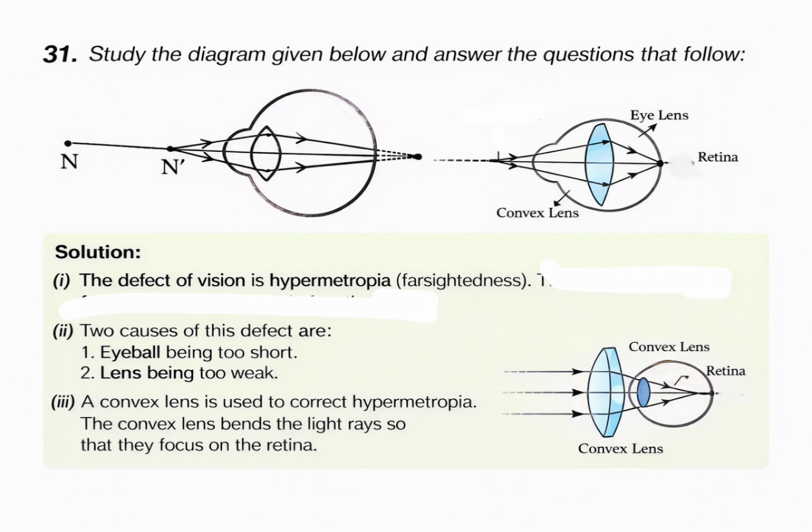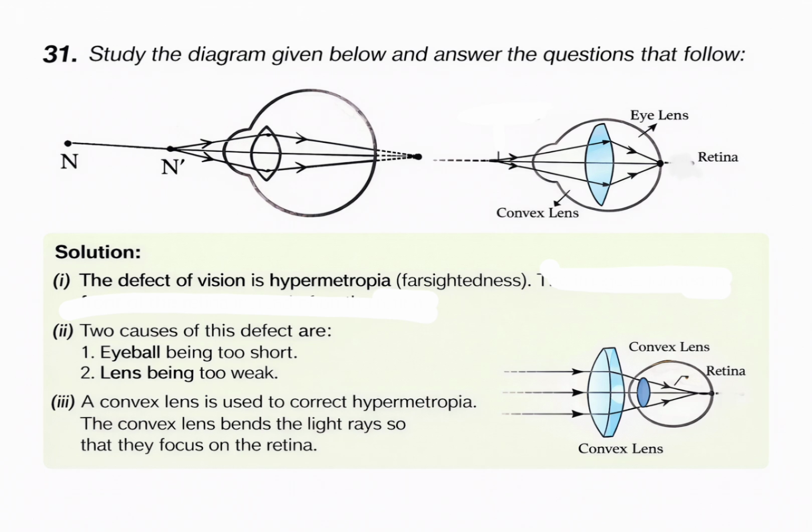This is because the image of the nearby object is formed behind the retina instead of on the retina. So by observing the diagram, we can say the image is formed behind the retina, so not on the retina. That is the only reason for this defect.